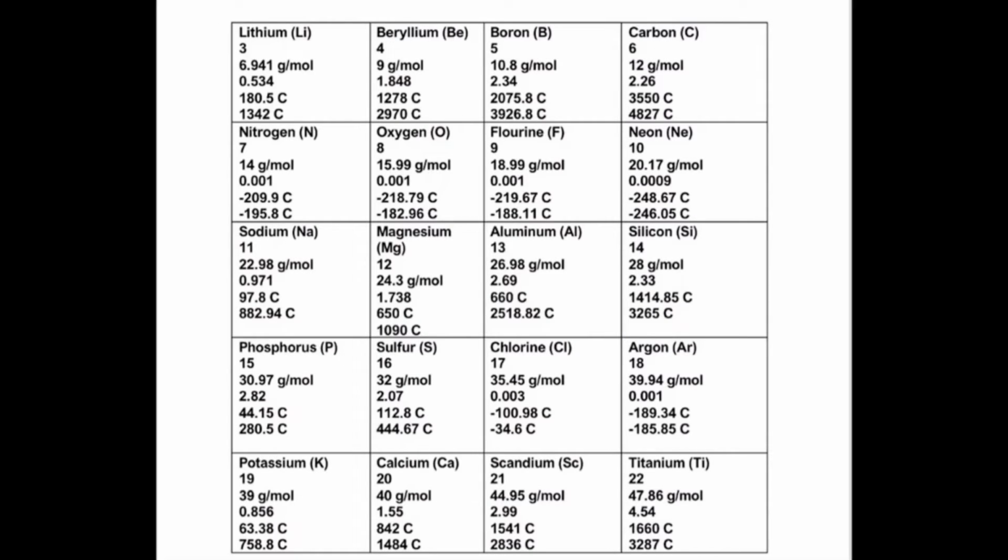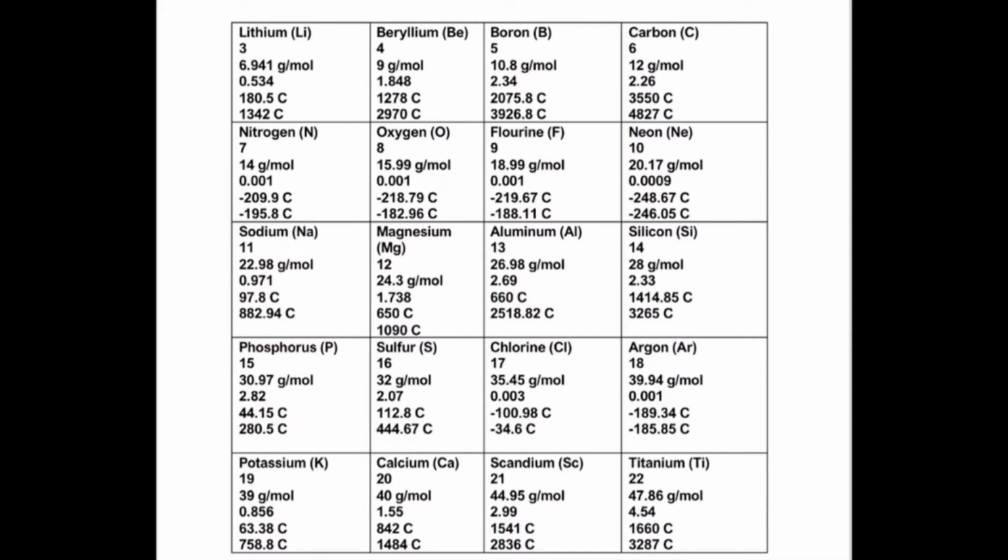Next, we have carbon. The chemical symbol for carbon is capital letter C. The atomic number is 6. The atomic weight is 12 grams per mole. The density is 2.26 grams per cubic centimeter. The melting point is 3550 degrees Celsius, and the boiling point is 4827 degrees Celsius.